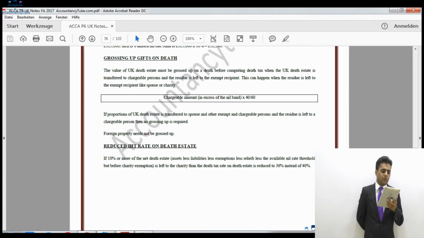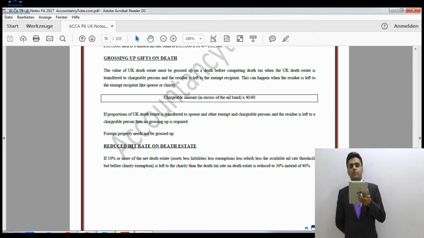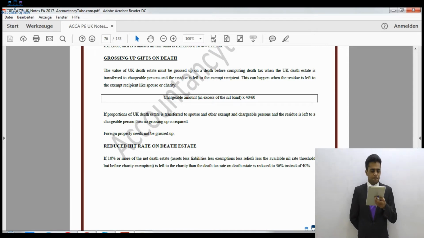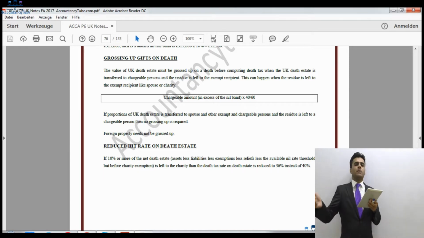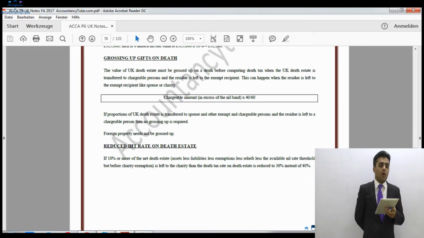The value of UK estate must be grossed up on death before computing death tax when the UK death estate is transferred to chargeable persons and the residue is left to the exempt recipient. This can happen when the residue is left to an exempt recipient, like a spouse or a charity. Now sometimes he says I will give that house to my wife and the remaining amount to my son. Now what he is doing is giving a specific amount or specific asset to the exempt party and the remaining amount to the chargeable person, like the son.